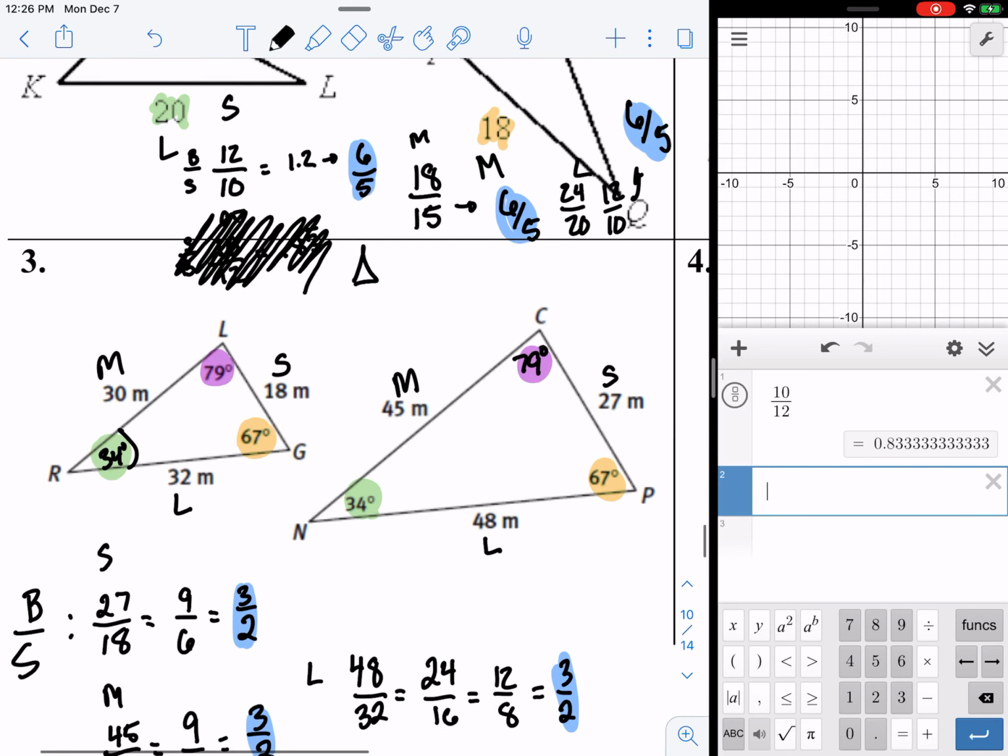And last but not least, let's write this similarity statement. So triangle RLG is similar to triangle... When I look here, I went green to purple to orange. So again, N to C to P. If you decide to color your angles like this, it'll maybe save you a little bit of time on proportions. Now, if you like the other way better, that's completely fine. Use whatever works for you.